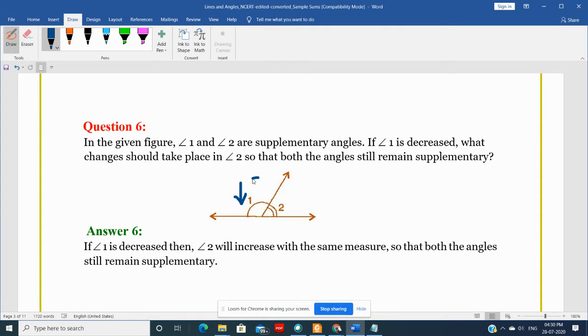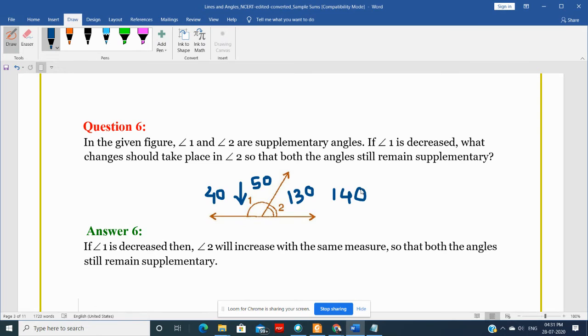Suppose this is 50. Now, to make the second one supplementary, you have to take 130. Naturally, right? So this is 50, then it becomes 130. But if I decrease it and make it 40, then 40 plus 130 doesn't work. So if I am decreasing this, I need to make the other 140.